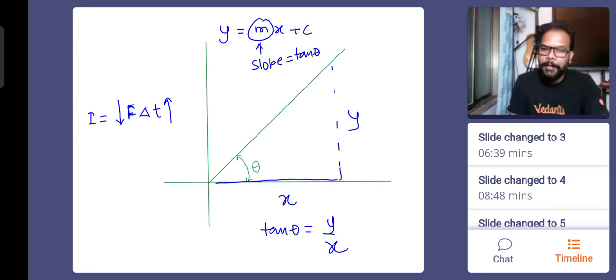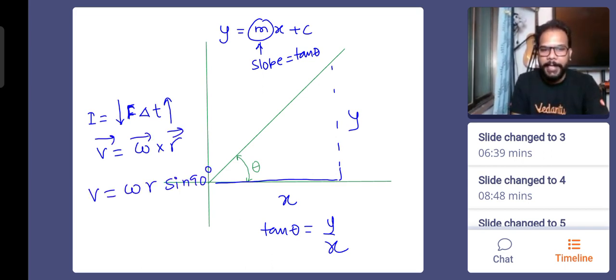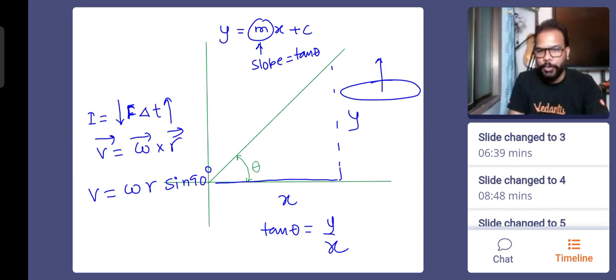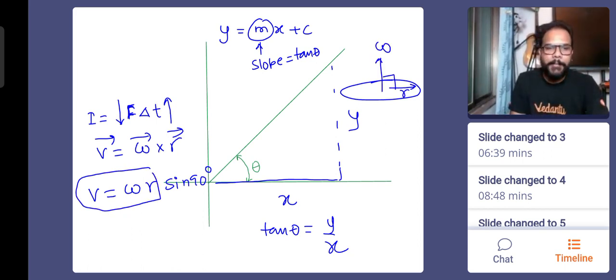दोनों के लिए, क्योंकि क्रॉस प्रोडक्ट है ना. v इक्वल टू ओमेगा क्रॉस r है वेक्टर वाइज, और अगर इसका मैग्नीट्यूड लिखोगे तो ओमेगा इंटू r इंटू साइन ऑफ 90 लिखना पड़ेगा, क्योंकि ओमेगा और r के बीच में एंगल 90 होता है हमेशा सर्कुलर मोशन में. ये ओमेगा का डायरेक्शन, ये r का डायरेक्शन, तो इसीलिए मैग्नीट्यूड भी ओमेगा इंटू r आ जाता है.